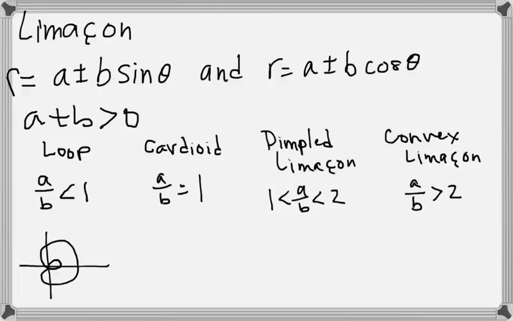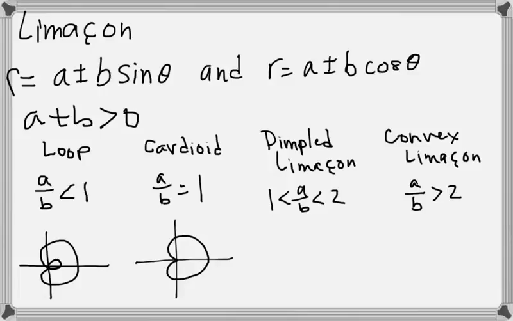This is your loop, clearly defined by the little loop inside the actual shape. The cardioid looks very similar to that, but it looks like a heart. It has a very prominent indentation in one side of it that comes to a point. So it looks similar to a heart. That's why it gets its cardioid name.